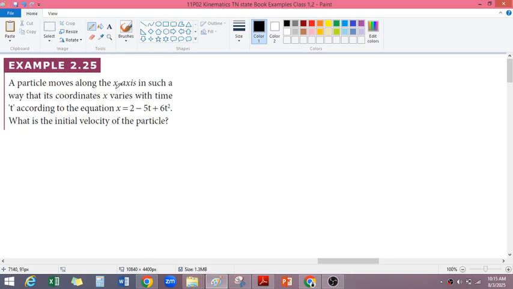A particle moves along the x-axis in such a way that its coordinate x varies with time t according to the equation x is equal to this much. What is the initial velocity of the particle? Initial velocity means when time t is equal to 0. At time t is equal to 0, what is v?